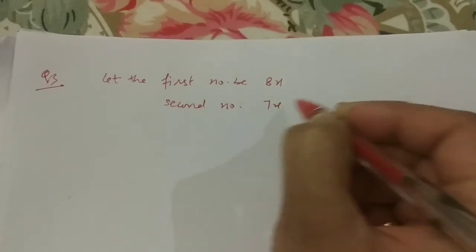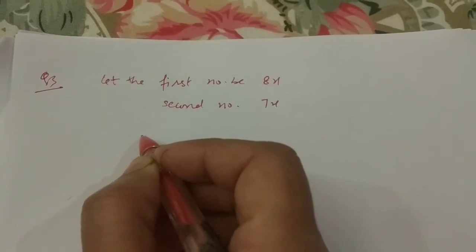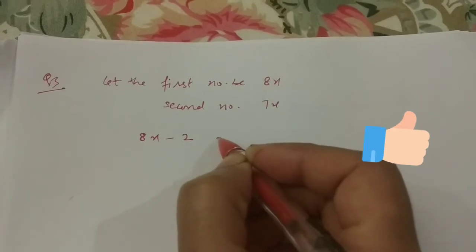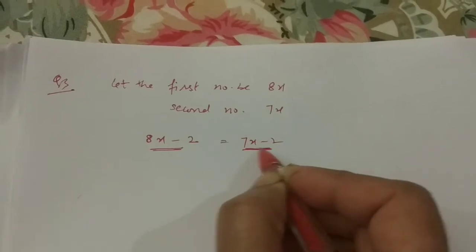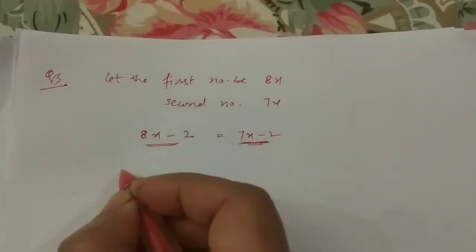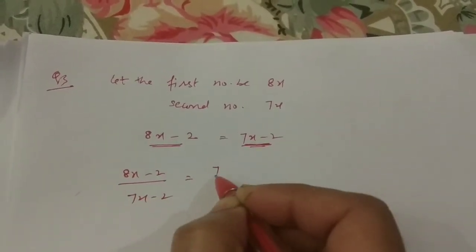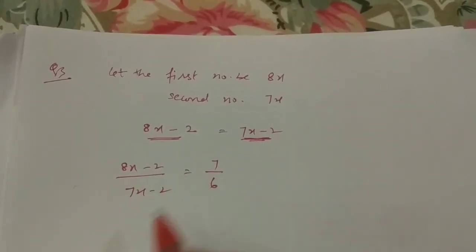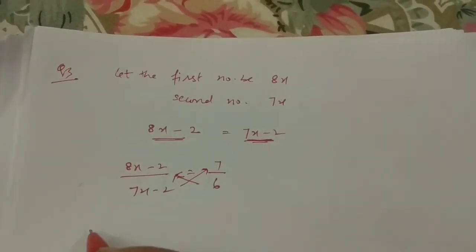Now according to the equation, if 2 is subtracted from both the numbers, that means 8x minus 2 and 7x minus 2. Here we have just subtracted 2 from both the numbers. So the question says, if we subtract 2 from both the numbers, the new ratio would become 7:6. And we can write the ratio in the p upon q form. So it will get cross multiplied.